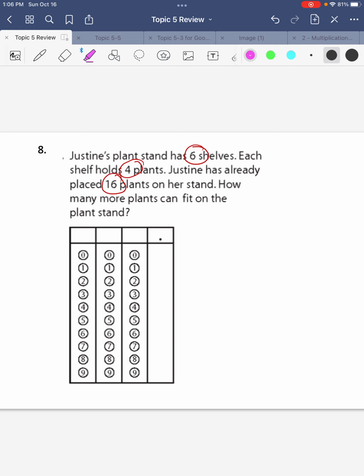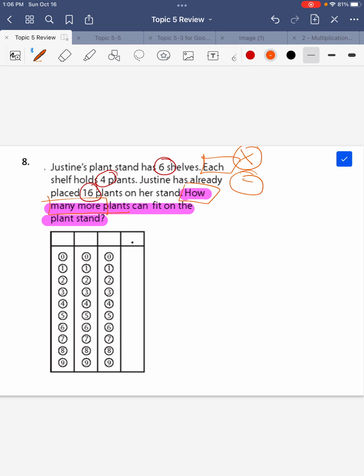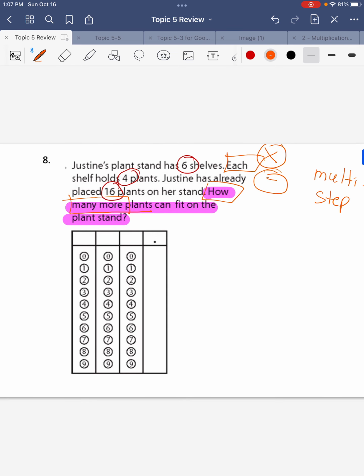Now I'm going to underline my question. How many more plants can she fit on the plant stand? Box in my keywords. Each tells me I'm going to multiply. How many more tells me that I'm going to subtract. So I'm doing 2 steps in this problem, which tells me this is a multi-step problem.